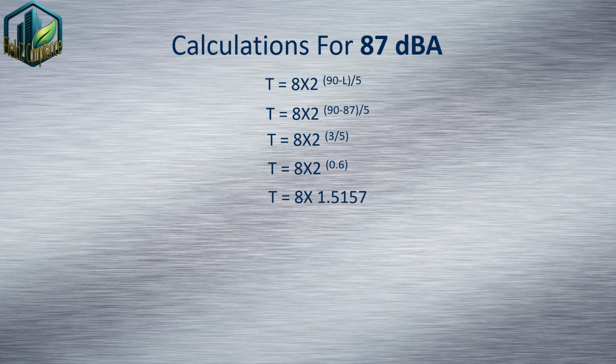Multiply 8 hours by that number. 8 times 1.5157 equals 12.13 hours. This means the sound is low enough that a worker could be exposed for over 12 hours before reaching the limit. Remember, quieter levels give you more allowable time. Louder levels give you less.